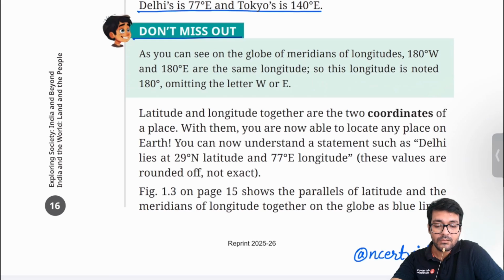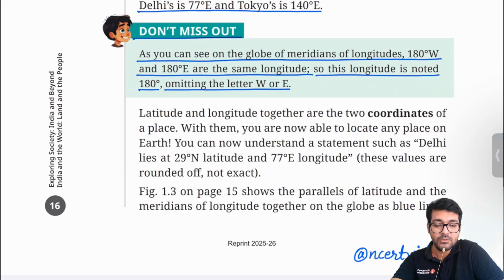Don't miss out. As you can see on the globe, meridians of longitudes 180 degree west and 180 degree east are the same longitude. So this longitude is noted 180 degree, omitting the letter W or E.